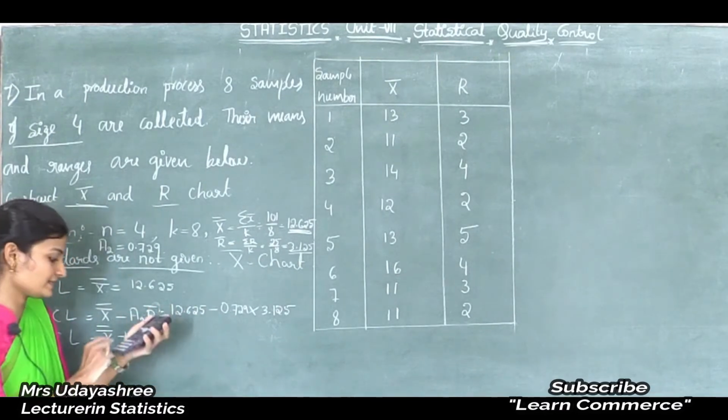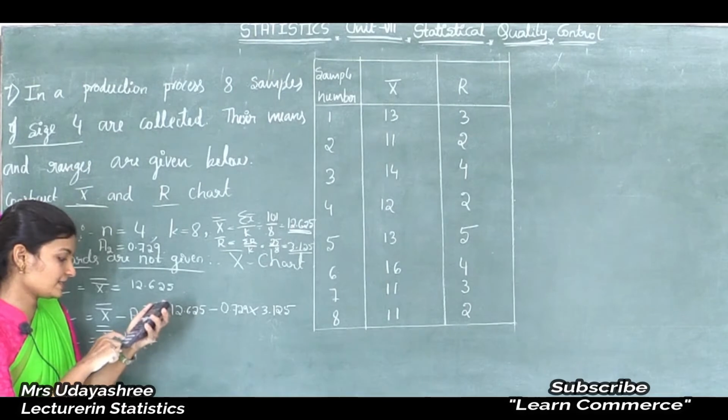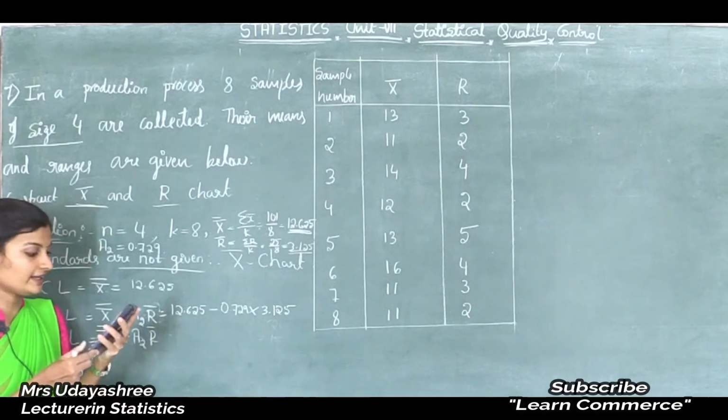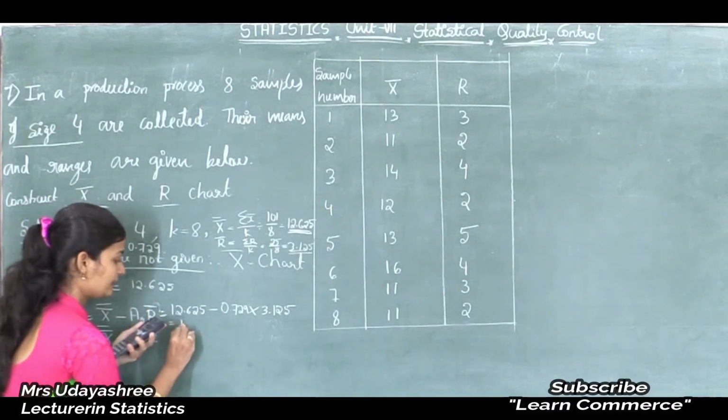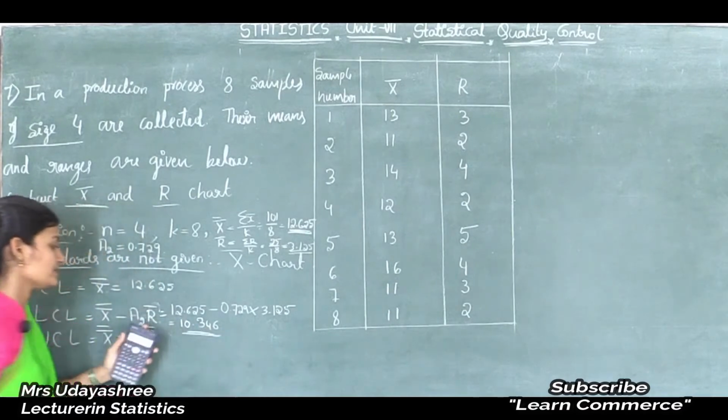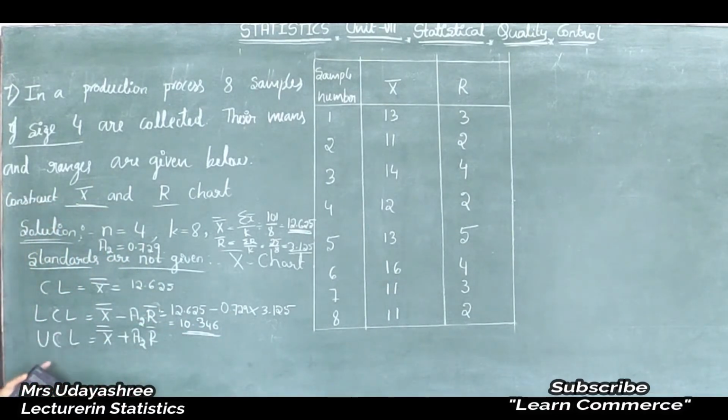Okay, from 12.625 I will subtract this 2.278 value. 12.625 minus 2.278 is 10.346. Okay, this is the lower control limit. Next, how to calculate the upper control limit?